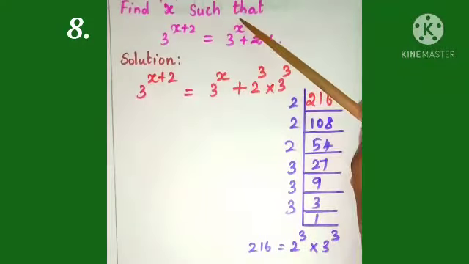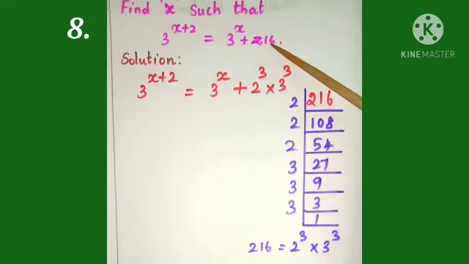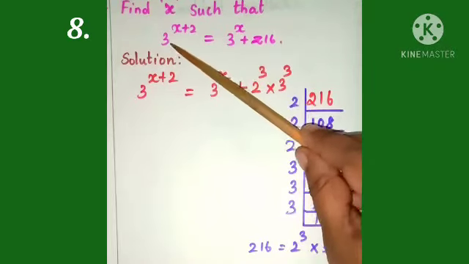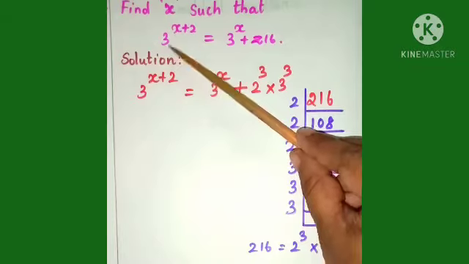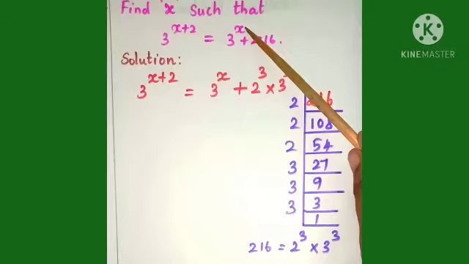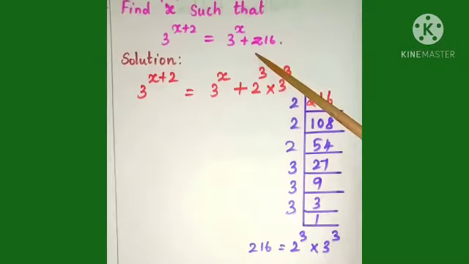Eighth problem: find x such that 3 to the power of x plus 2 is equal to 3 to the power of x plus 216. Now students, here we have to find the value of x. See, on the left hand side, 3 to the power of x plus 2 is in exponential form, and 3 to the power of x is also in exponential form, but 216 is not in exponential form. As a first step, you have to find the exponential form of 216 by using the prime factorization method.